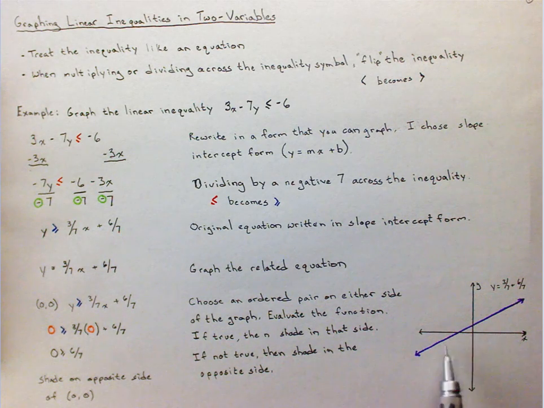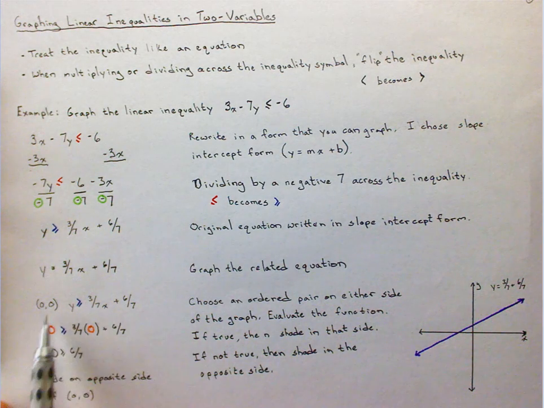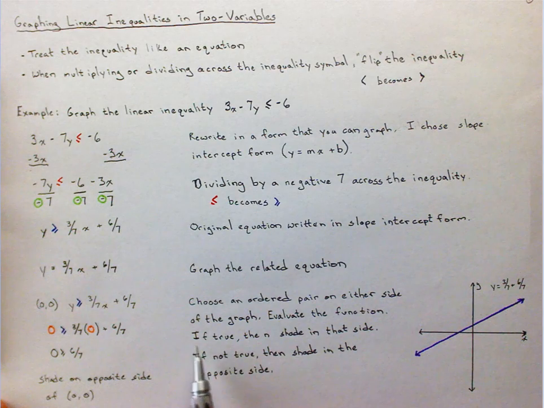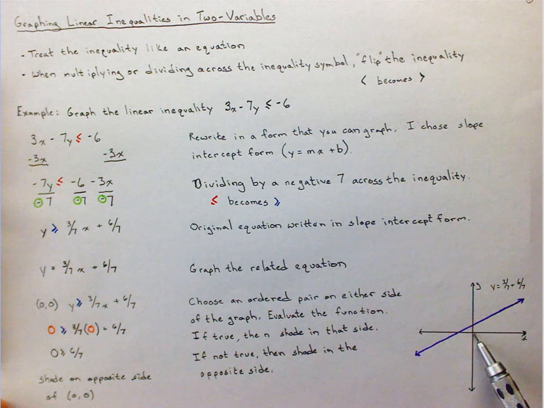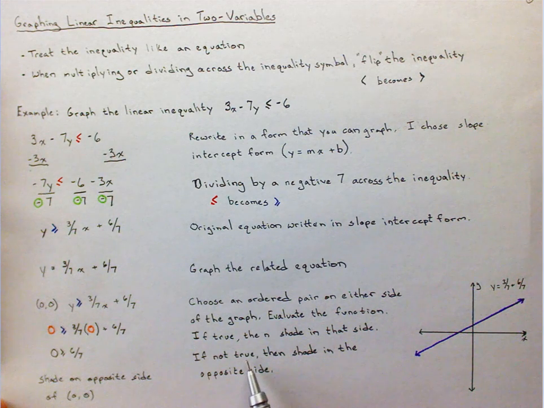So in this case, my line does not go through the origin, so that is going to be what I evaluate my inequality at. So I chose 0, 0, the origin. And I'm going to plug that value for x and that value for y into my inequality. If in evaluating I get a true statement, then I will shade in everything on the side of 0, 0, the coordinate that I picked. If I get a statement that is not true, then I will shade in the opposite side.